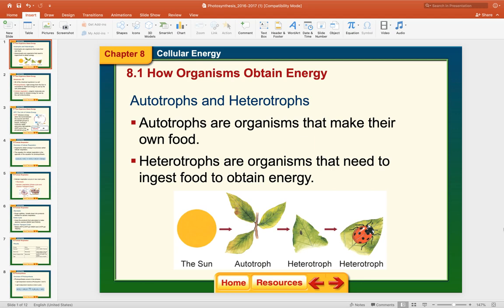There are two categories of organisms in how organisms are able to obtain their energy. One is autotrophs and the other is heterotrophs. Plants are an example of autotrophs, in other words, organisms that are able to make their own food. We are an example of heterotrophs, organisms that must consume other organisms in order to obtain our energy.